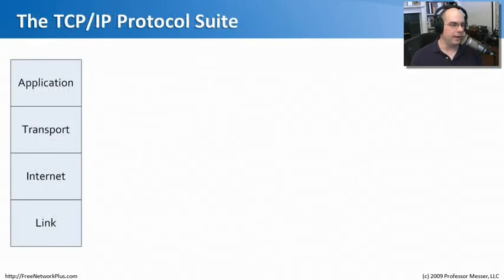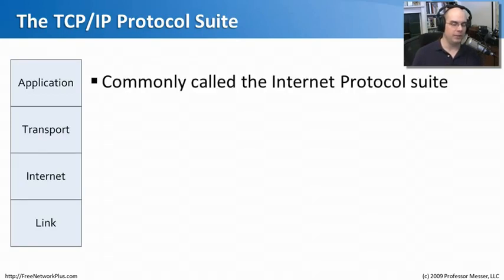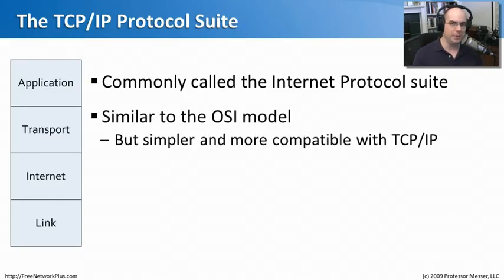Let's start by organizing all of these crazy protocol names into something called the TCP/IP protocol suite. You'll often hear this referred to as the Internet Protocol Suite, because that's what the IP in TCP/IP stands for: Internet Protocol. This is very similar to the OSI model. In Chapter 4, we have a video that steps through the OSI model, but this is a suite that has simplified a lot of the things that are in the OSI model, and it really was created to be compatible with TCP/IP, which is the most common protocol used on the Internet.